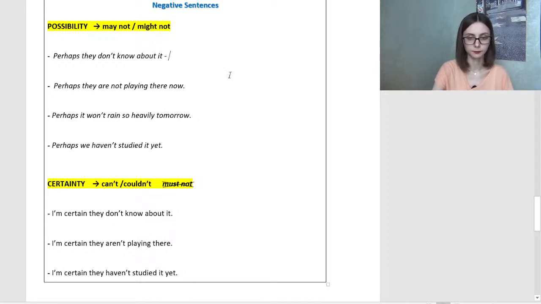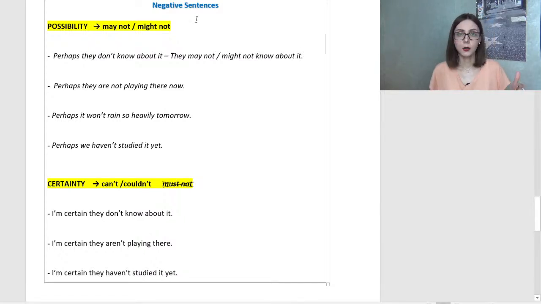So you would say, they may not or they might not know about it. So they may not know about it, they might not know about it. May not know or might not know. Like, don't worry, I think they even may not know about it. They might not even know about it. Don't worry.